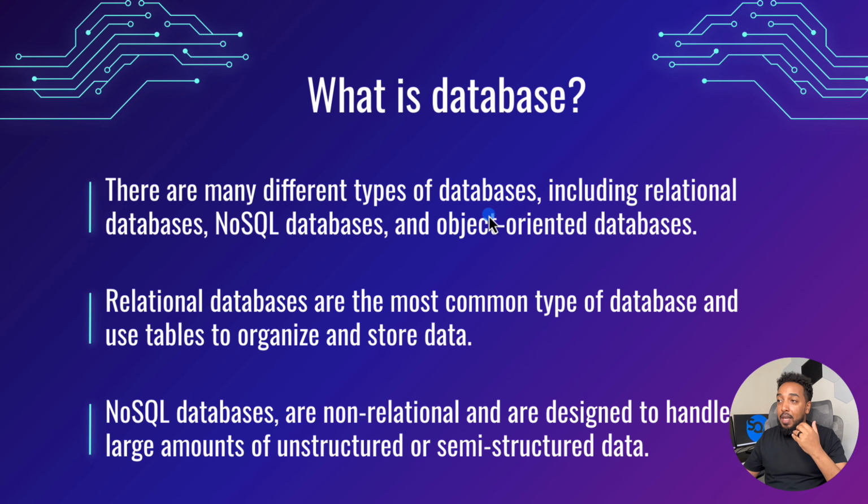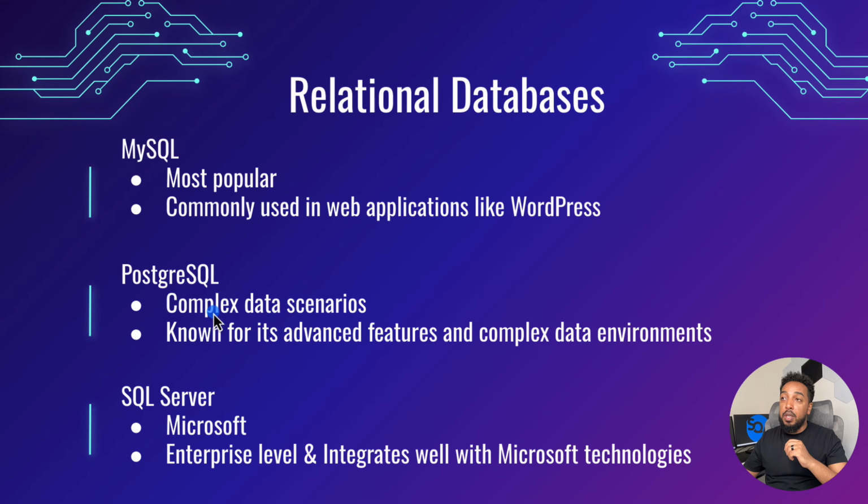There are many different types of databases, including relational databases, NoSQL databases, and also object-oriented databases. But what you're going to hear a lot is relational databases and NoSQL databases. Relational databases are the most common type of databases, and they use tables to organize and store data. NoSQL databases don't use tables. They have their own way of structuring data. But relational databases are the most popular, and that is what you're going to hear about a lot.